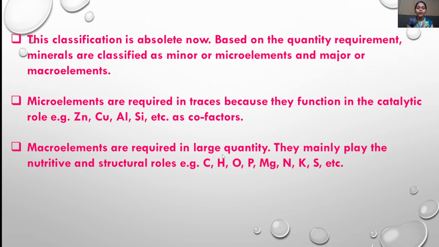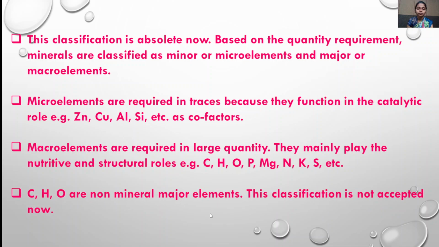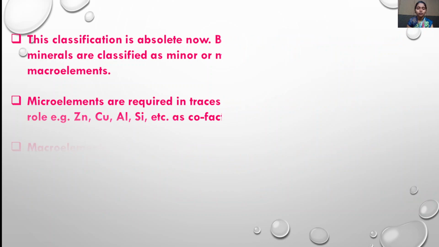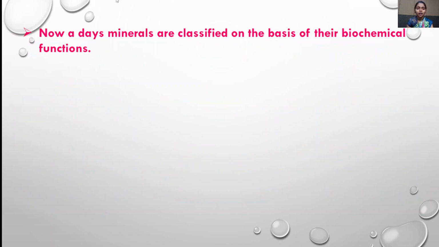Macro elements are required in large quantity. They mainly play nutritive and structural roles. Example: carbon, hydrogen, oxygen, phosphorus, magnesium, nitrogen, potassium and sulfur, etc. So, carbon, hydrogen, oxygen are non-mineral major elements. This classification is not accepted now. Moves to the next slide. Nowadays, minerals are classified on the basis of their biochemical functions.